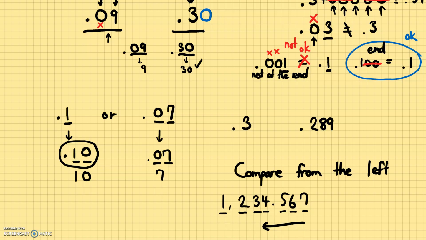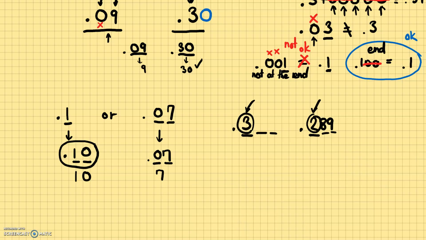Okay, so let's compare from the left. So this one is 0.3. This one is 0.2. It starts with a 2 here. Because the 3 is already bigger than the 2, we don't even need to worry about the other digits here. So this one is automatically bigger than this one.